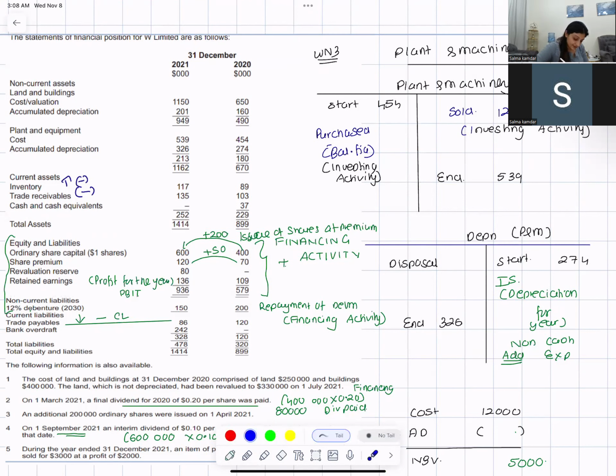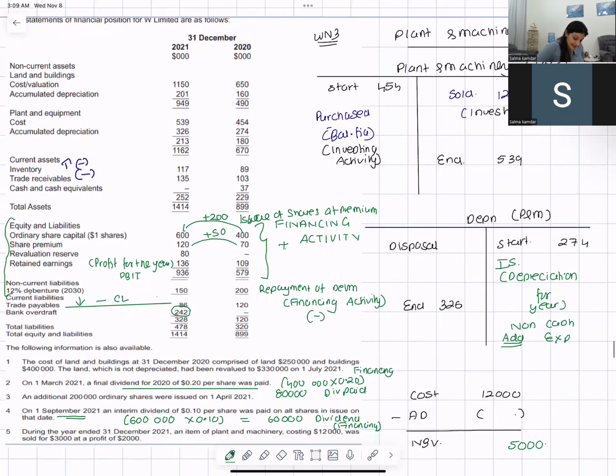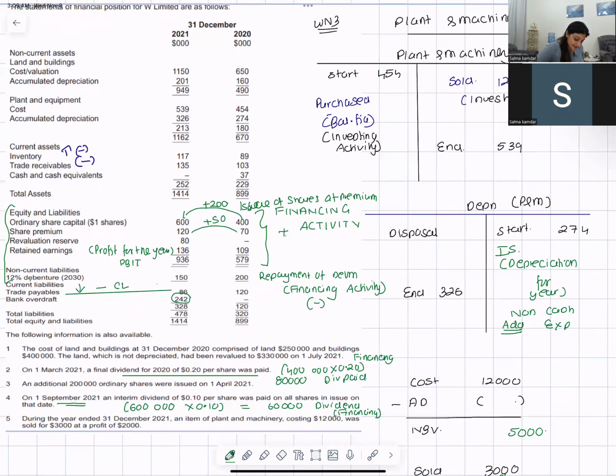Apart from that, if you see, your non-current liability is reducing. That means you have repaid your debentures. So even this is a financing activity, it will be a minus. Current liability is reducing. It comes in operating activities. Bank overdraft at the end, this will come at the end of your cash flow statement. And then you have your total liabilities and total equity and liability.